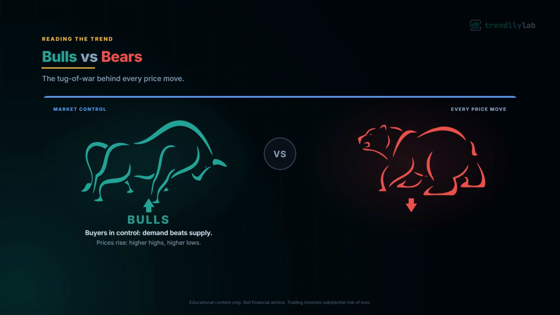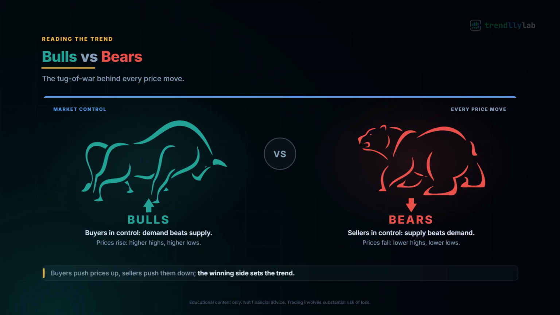When the bulls have it, buyers are in control, demand beats supply, and prices rise in a staircase of higher highs and higher lows. When the bears have it, sellers are in control, supply beats demand, and prices fall in the mirror image, lower highs and lower lows. Neither side is permanent. The same instrument is ruled by bulls for one stretch and by bears for the next. Buyers push prices up, sellers push them down, and the winning side sets the trend.